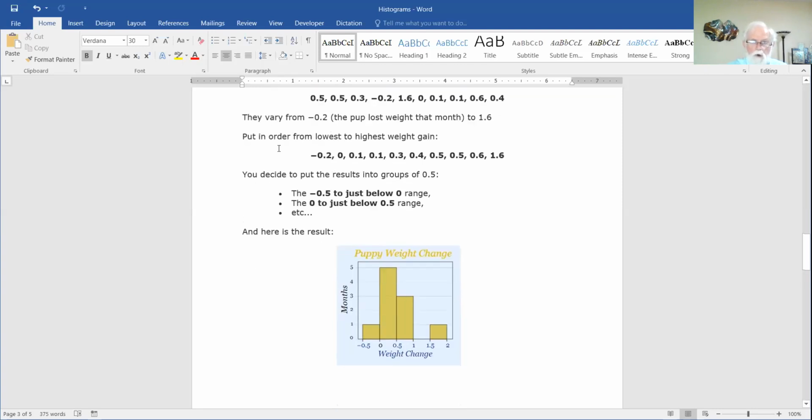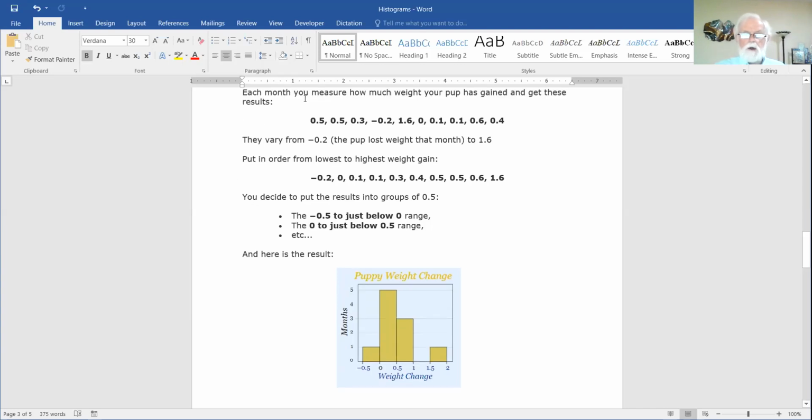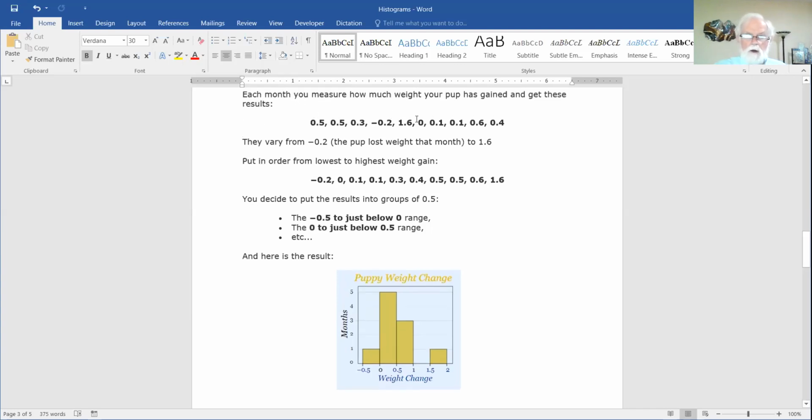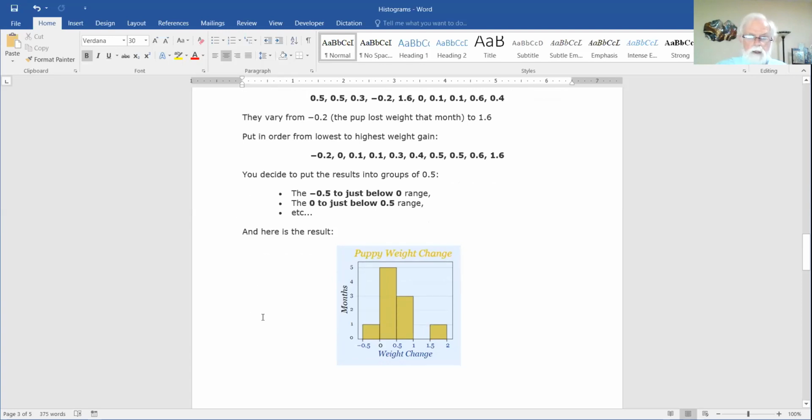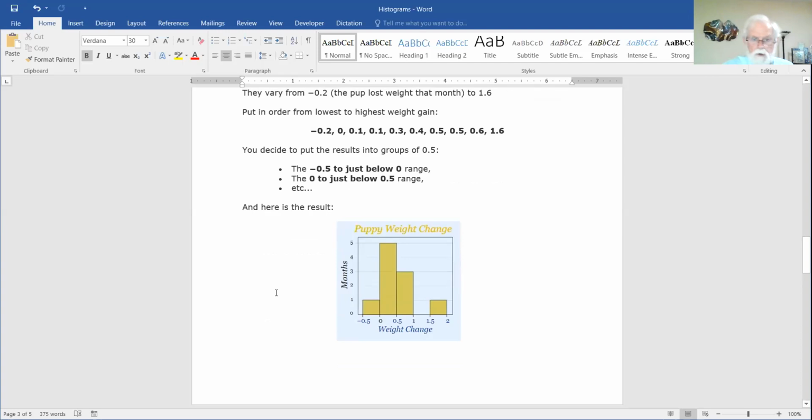So we put them in order. That's the next thing you do. Arrange the data in order, lowest to highest. And then decide to put your results into some kind of range. In this case, the choice is to make it a half a pound because we have a couple of dogs, that's a reasonable difference between minus 2/10 and 1.6. So now we create 5 ranges.